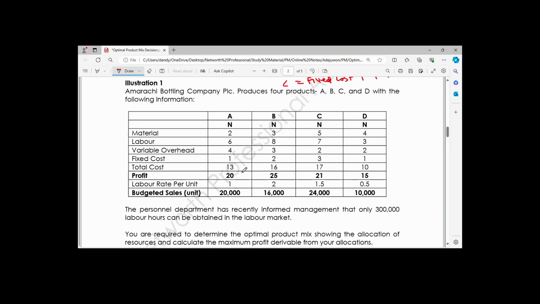Who will volunteer for us to read this? Who wants to read the Amarachi Botany Company PLC question? Any volunteer? Abiodun, can you read?